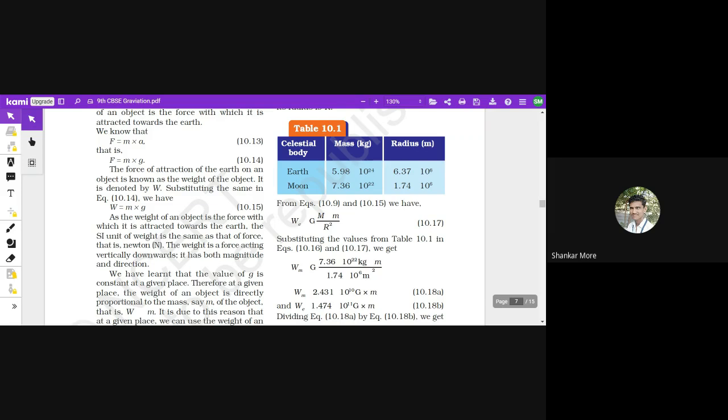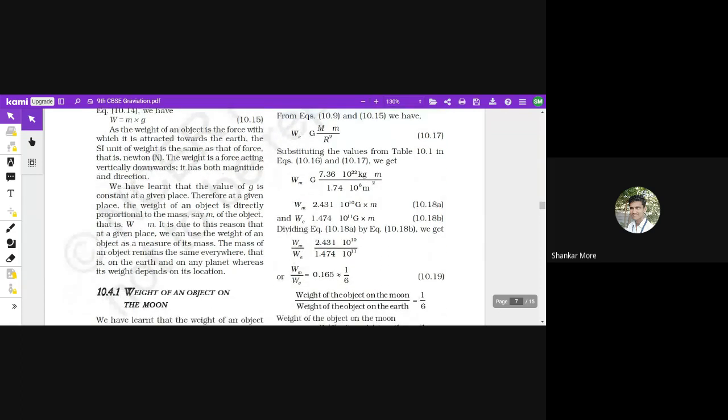Yeah. So we have learned that the value of g is constant at a given place. Therefore, at a given place, the weight of an object is directly proportional to its mass. That is, W is directly proportional to m, the mass of the object. So it is due to this reason that at a given place we can use the weight of an object as the measure of its mass.